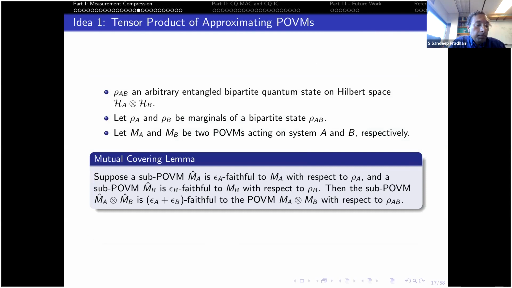So what are the key ideas? The first is that till now what we have been doing is the processing of three agents, and we want to approximate measurements of Alice using non-product measurements. We have something called a mutual covering lemma, which basically says that if Alice does an approximation to her measurement, and Charlie does an approximation to her measurement, which is MB, then the joint would also be close to the product measurement. This is pretty simple stuff.